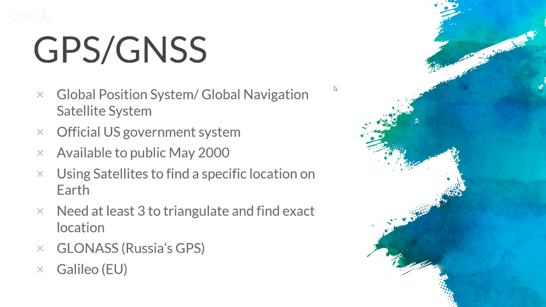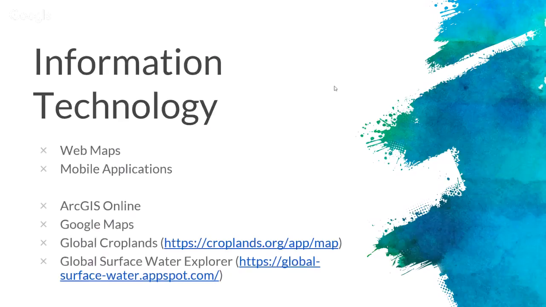And then there's also GLONASS, which is Russia's GPS system. And then there's Galileo, which is the EU's. If you have a more advanced, higher grade GPS, where you need to collect gas line information, you'll probably have a $7,000 GPS unit, and it can connect to the Galileo system, GPS, and also China's system, which I can't remember the name of off the top of my head. So that's GPS or GNSS, where you find your location on Earth.